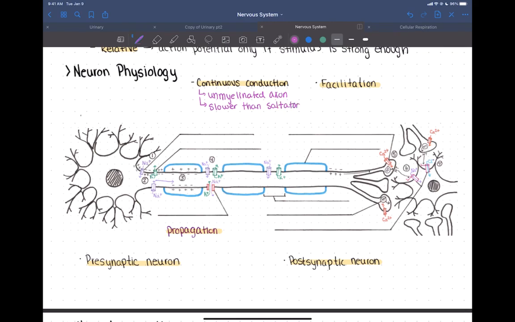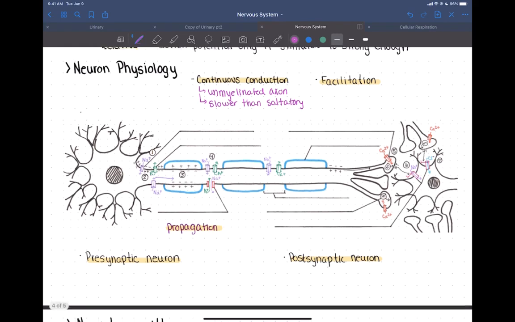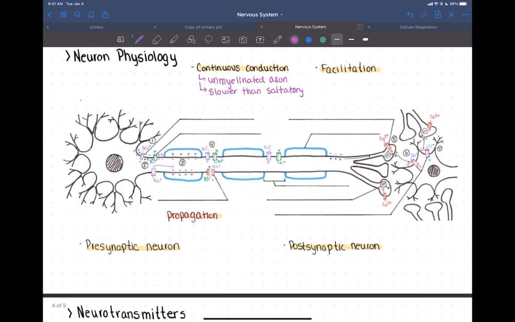We are going to look at primarily saltatory conduction, because we're going to be focusing on myelinated axons. With this process, we are going to start in our dendrites. We talked about last time our EPSPs and our IPSPs. And so we're going to start in the dendrites.